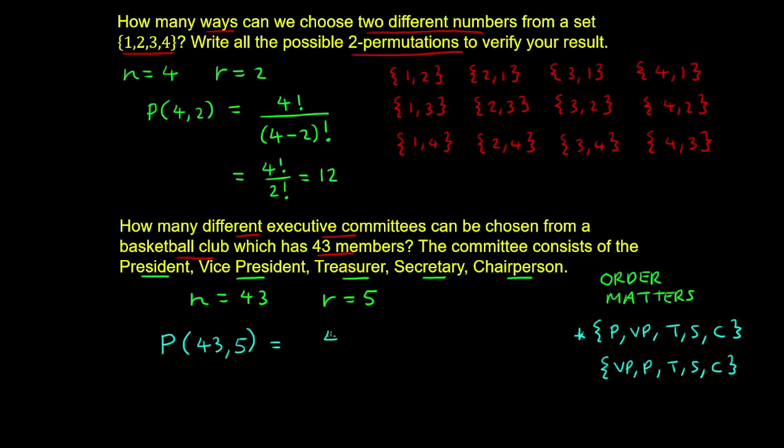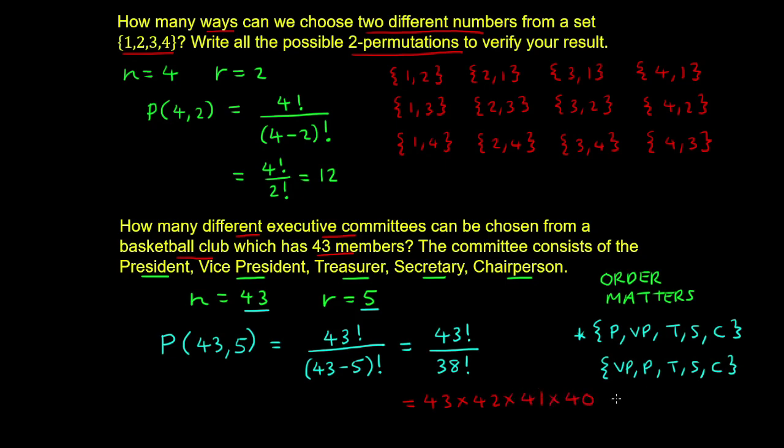So that will be n factorial on n minus r factorial. So basically this is the number of ways we can choose those 5 people to fill those executive roles from a club which has 43 people. So this would be equal to 43 factorial on 38 factorial, which is equal to 43 by 42 by 41 by 40 by 39, being the number of different executive committees that are possible.